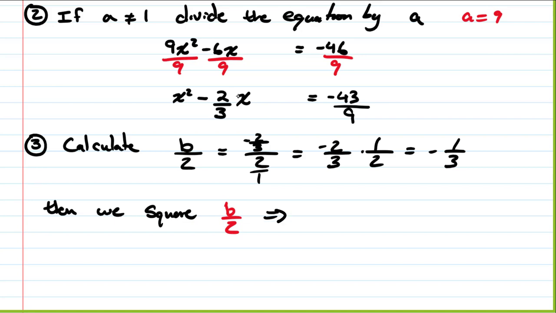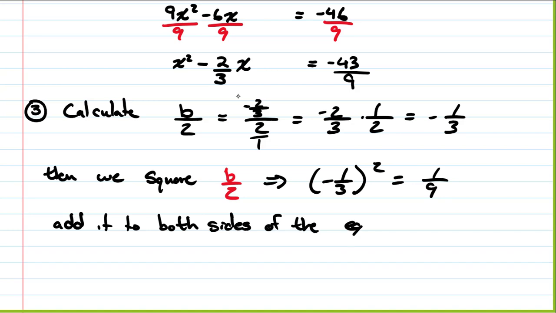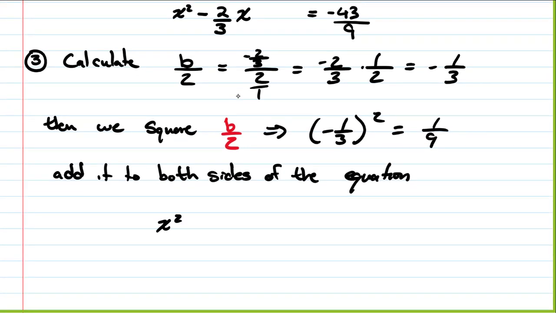So that gives us that we're going to have negative 1/3 squared. And a negative times a negative is a positive, and 1/3 times 1/3 is 1/9. So then we get 1/9, and we're going to add it to both sides of the equation. So then we end up with x squared minus 2/3 x plus 1/9 is equal to negative 43 over 9 plus 1 over 9.